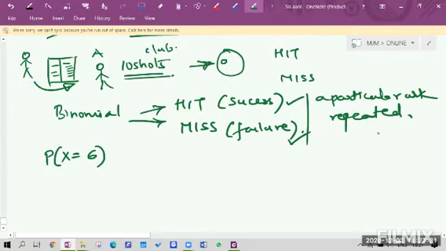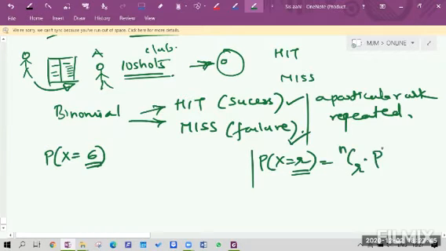Do you understand this? So to get this, there's a formula. The formula is P of x equal to r, where r is what you want on that particular day. The formula for that is nCr into p raised to r into q raised to n minus r, where n stands for total shots. So n is total.